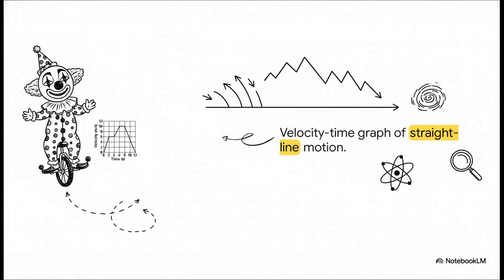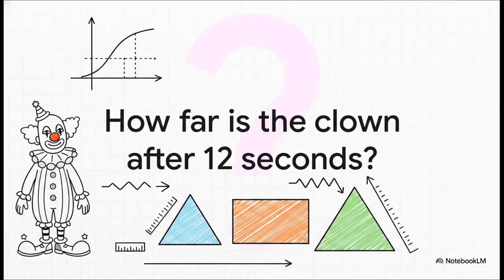Let's think about how we actually track that kind of motion over time. Imagine a circus clown riding a unicycle in a straight line over a 12-second period. Her velocity is constantly shifting, right? Sometimes she's accelerating, speeding right up to 10 meters per second. Sometimes she's just cruising at a constant speed, and then eventually she hits the brakes and decelerates back down to zero. So, thinking about that scenario naturally leads to a big question.